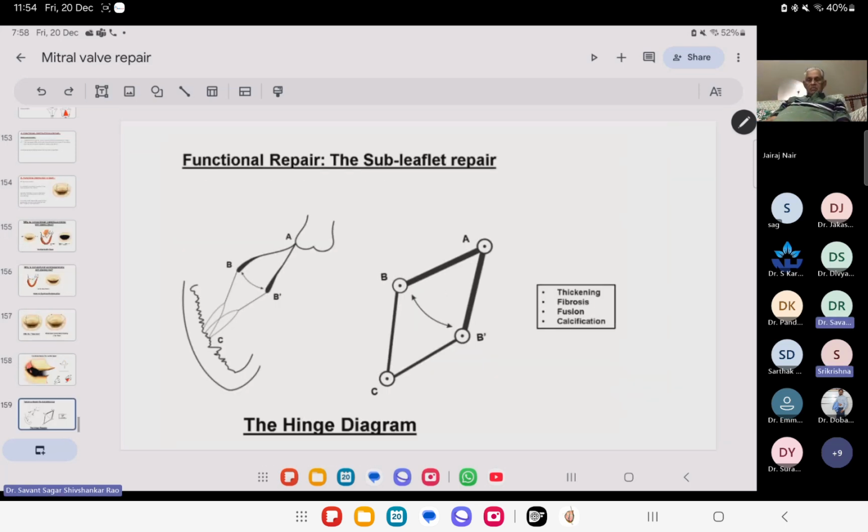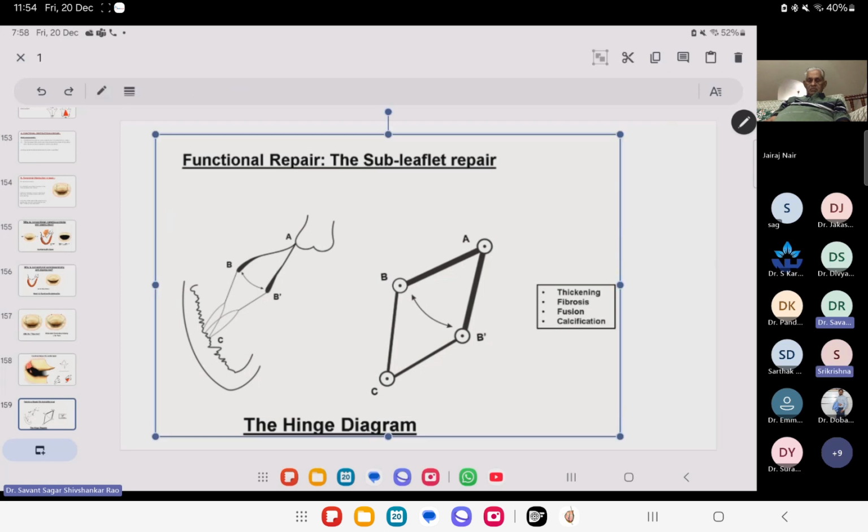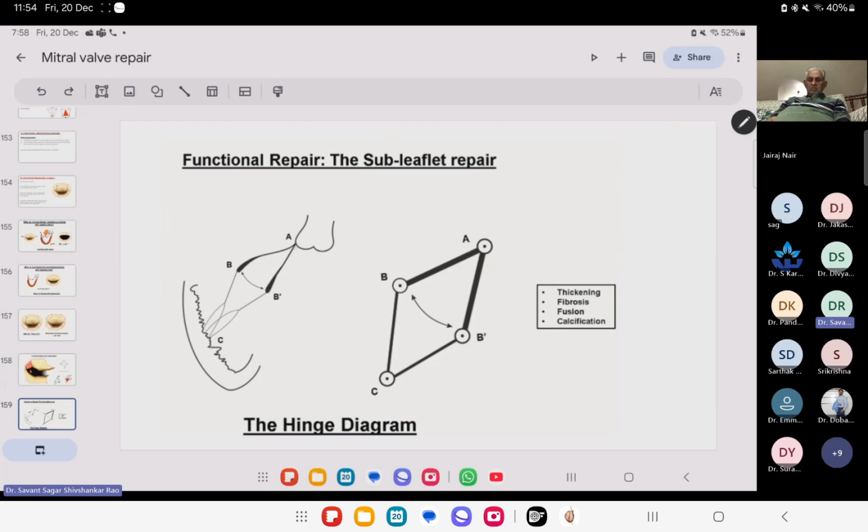So subleaflet repair, as described earlier: A is the part where the leaflet is attached to the annulus. B is the place where the leaflet is attached to the free margin with the chordae, and C is the papillary. So to have this adequate motion, the subvalvular apparatus has to be freed from the thickening, fibrosis, or calcification.